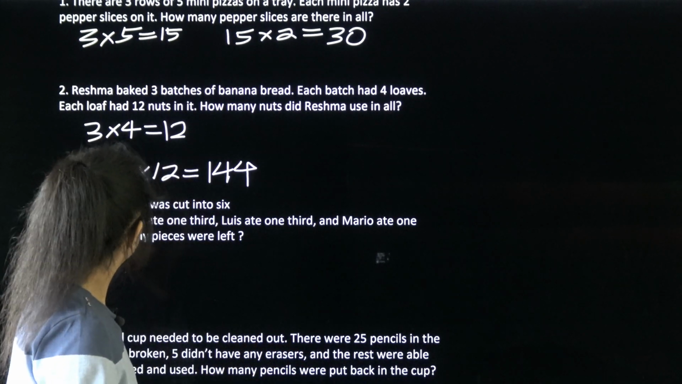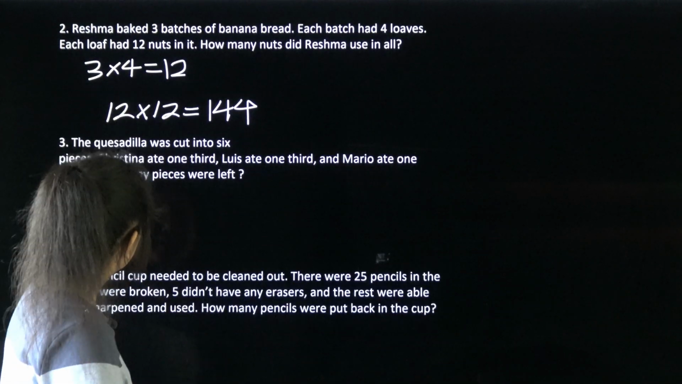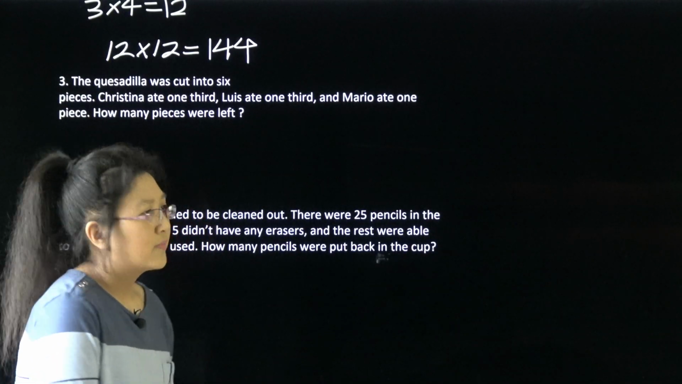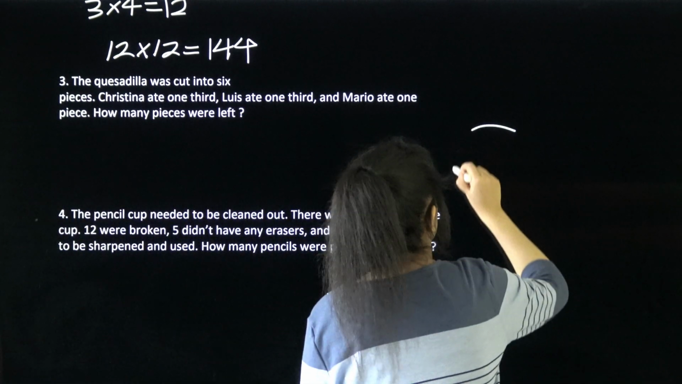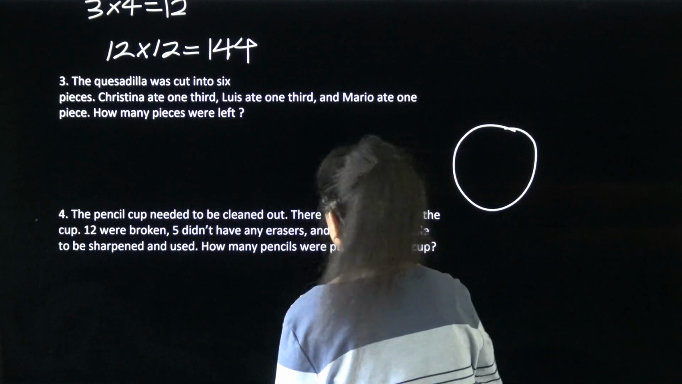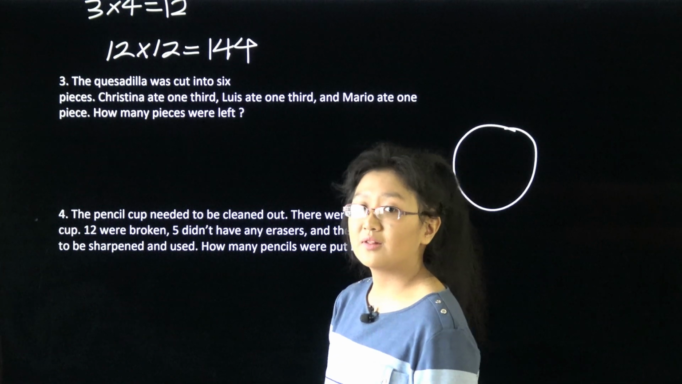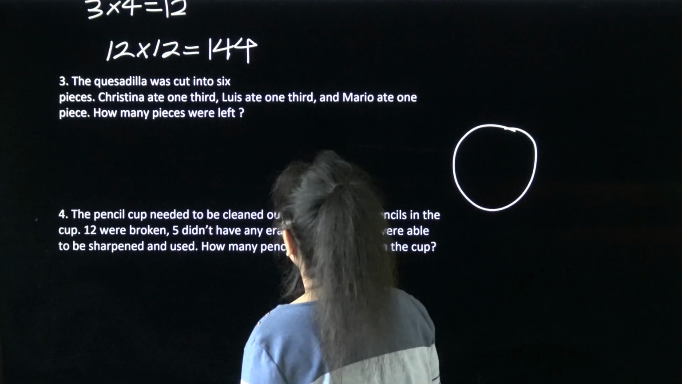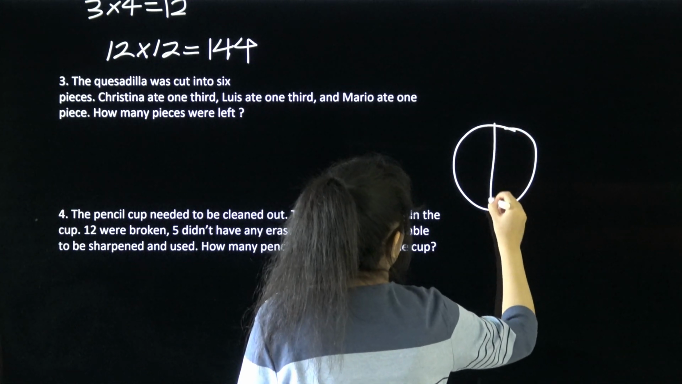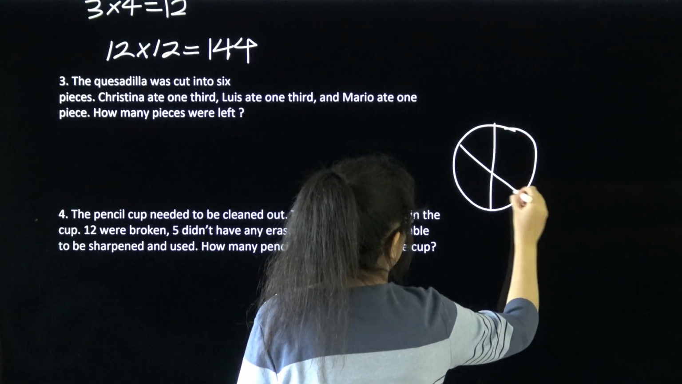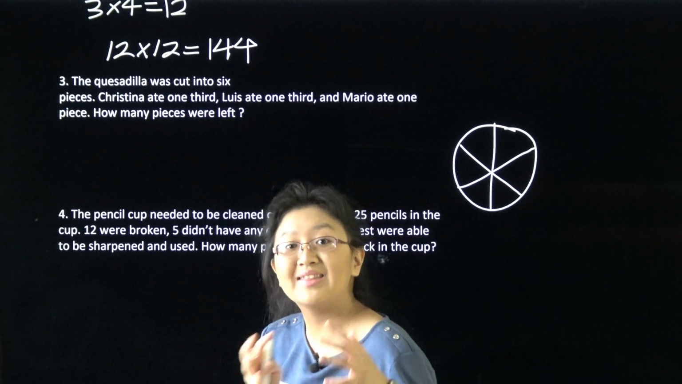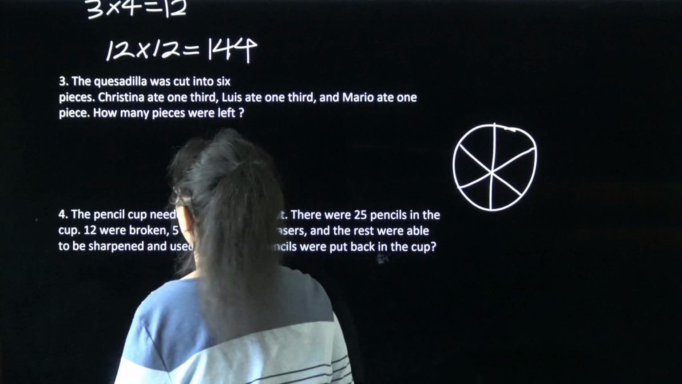So, the next question says, oh, this one actually involves fractions. Okay, for this one I'm going to draw because fractions, we just learned them and they might be a little difficult. The quesadilla was cut into 6 pieces. It might not be a perfect 6 pieces that I'm drawing here. It isn't a perfect 6 pieces, but pretend that they are equal.